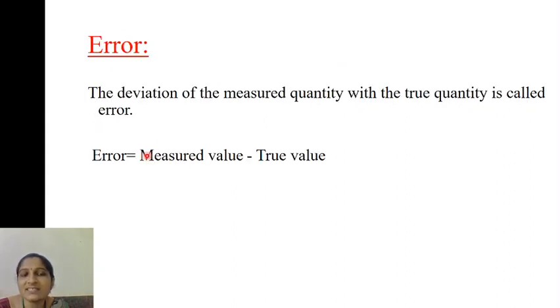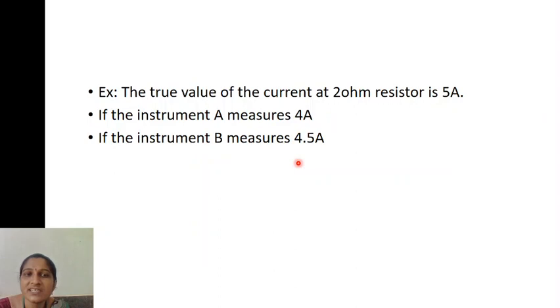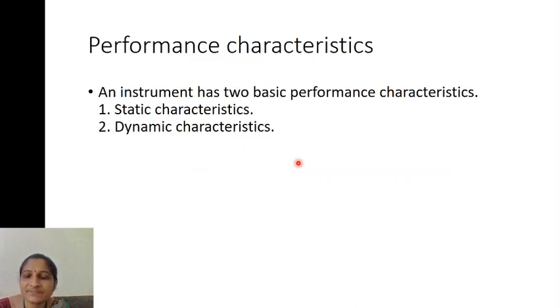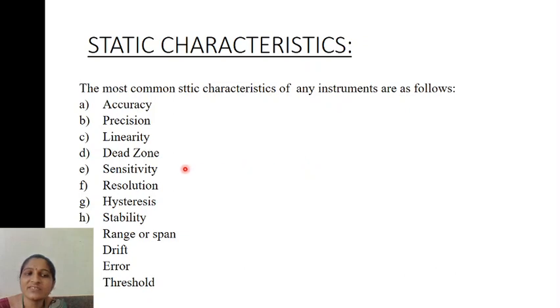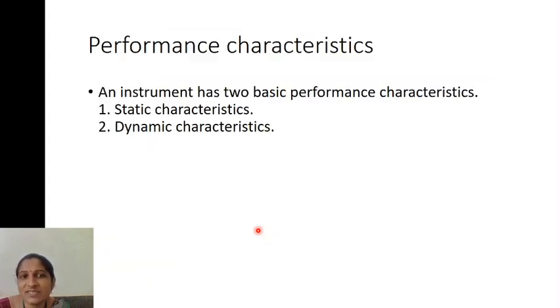Error is the deviation of the measured quantity from the true quantity. Error is equal to measured value minus true value. There are two types of characteristics: static characteristics and dynamic characteristics. Under static characteristics, we have observed all these things, and under the dynamic characteristics, we have observed speed of response, lag, fidelity, and dynamic error. These are the different performance characteristics of an instrument. Okay, thank you.